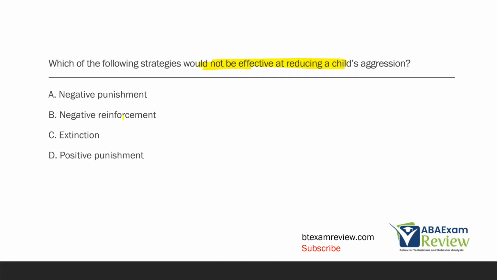What about reinforcement? Well, of course not, because if we are reducing aggression, by definition, it can't be reinforcement. If reinforcement is in place, something is increasing. So B cannot be effective at reducing aggression because it can't reduce. What about extinction? Extinction can reduce behavior. And what about positive punishment? Punishment can reduce behavior. A, C, and D are all possibly effective at reducing a child's aggression, but in no way will reinforcement reduce behavior because by definition, it would no longer be reinforcement.